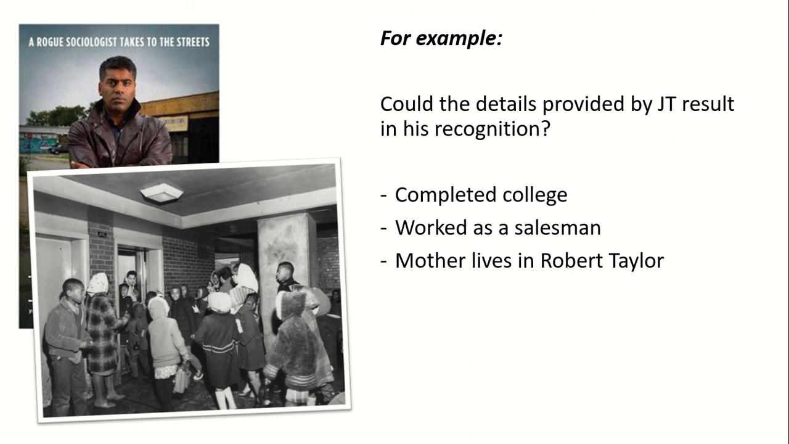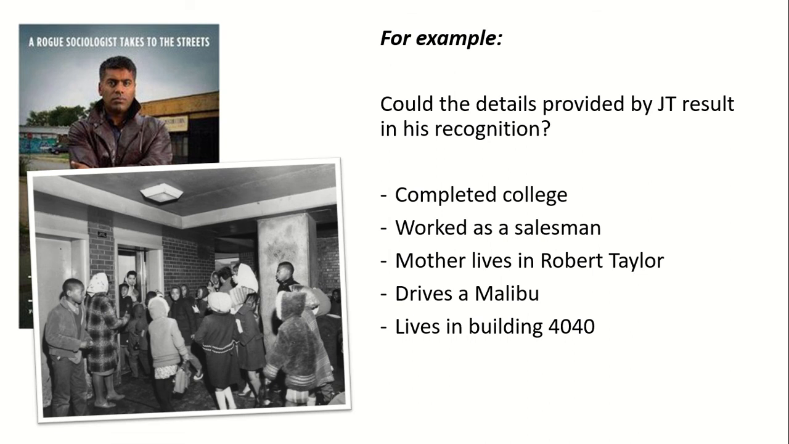We know that his mother lives in the Robert Taylor buildings. We know that he drives a Malibu. And we also know that he lives in building 4040. So there's quite a lot of information that we've been provided with in Chapter 1 and Chapter 2 about JT, and it would make it significantly easy for somebody who potentially knows JT, or somebody who lives in Chicago, to identify and work out the real identity of JT.